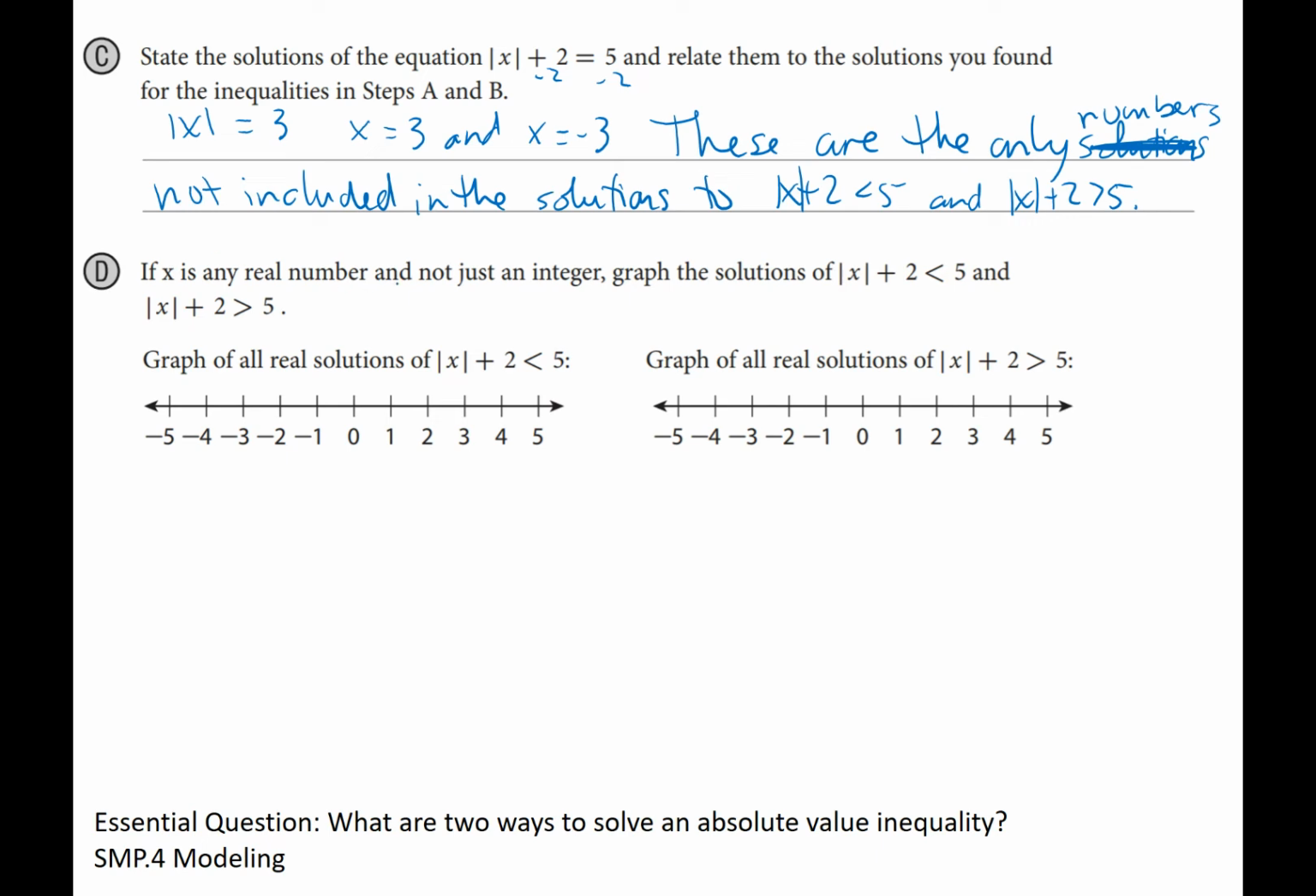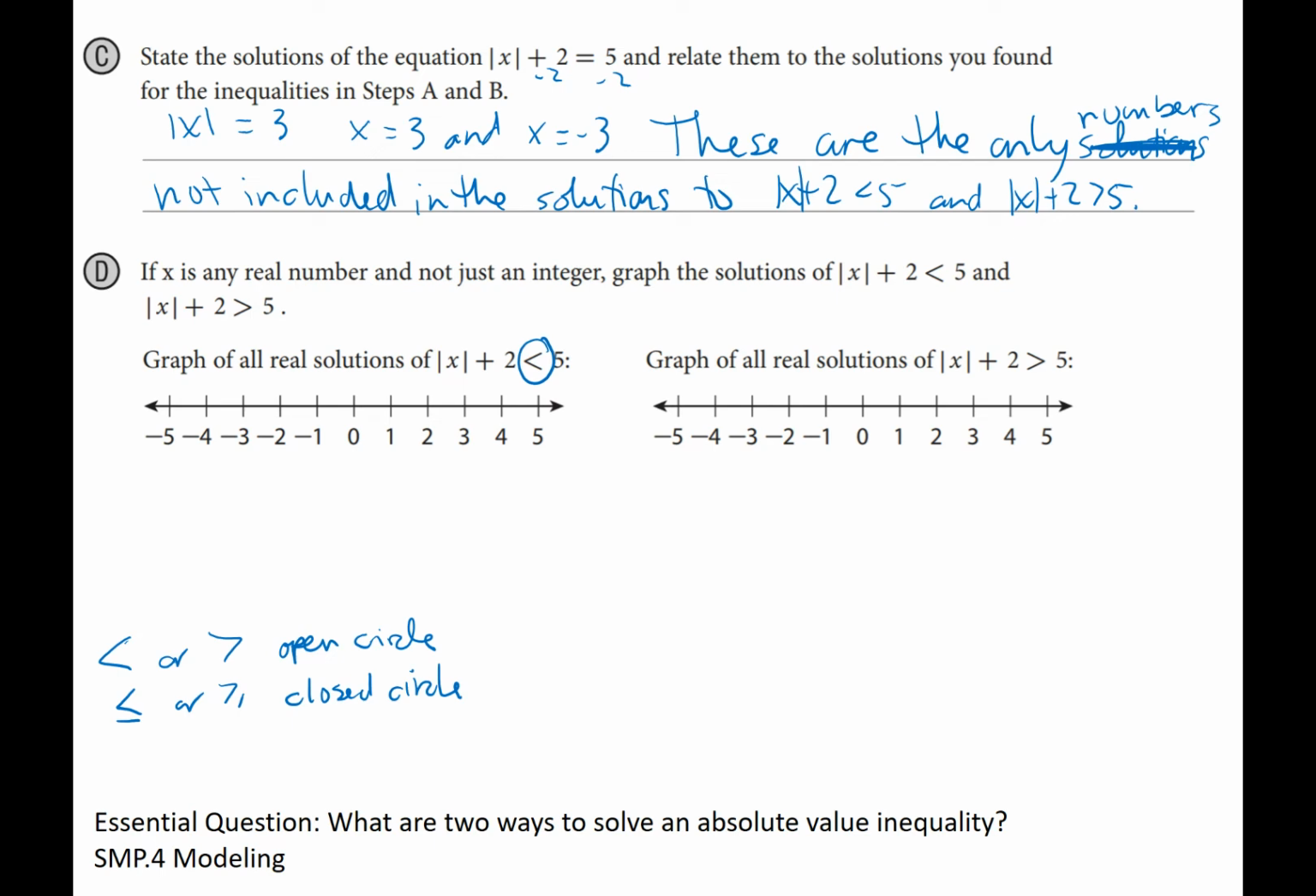If x is any real number and not just an integer, the graph of the solutions of absolute value of x plus 2 is less than 5 and absolute value of x plus 2 is greater than 5, we're supposed to graph all the real numbers. We've talked about inequalities a little bit before, and remember, if it's a less than or a greater than, it's an open circle. And if it's a less than or equal to or a greater than or equal to, we would have a closed circle. Might not be a bad idea to write that down.